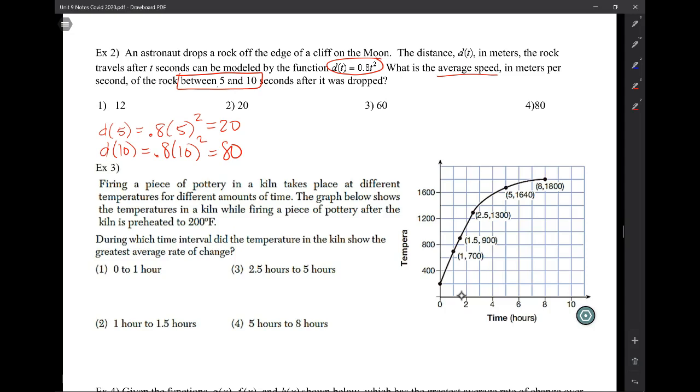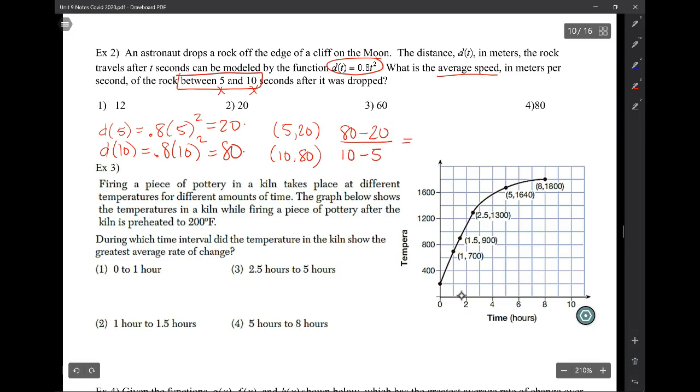Remember, this is an x value. I plugged it in for x. This is another x value. I plugged it in for the x. And what I got was a y value and a y value. So my coordinates are (5, 20) and (10, 80), and now I am going to do slope. y2 minus y1 over x2 minus x1. So I get 60 divided by 5, and 60 divided by 5 is 12, and that is my average rate of change.